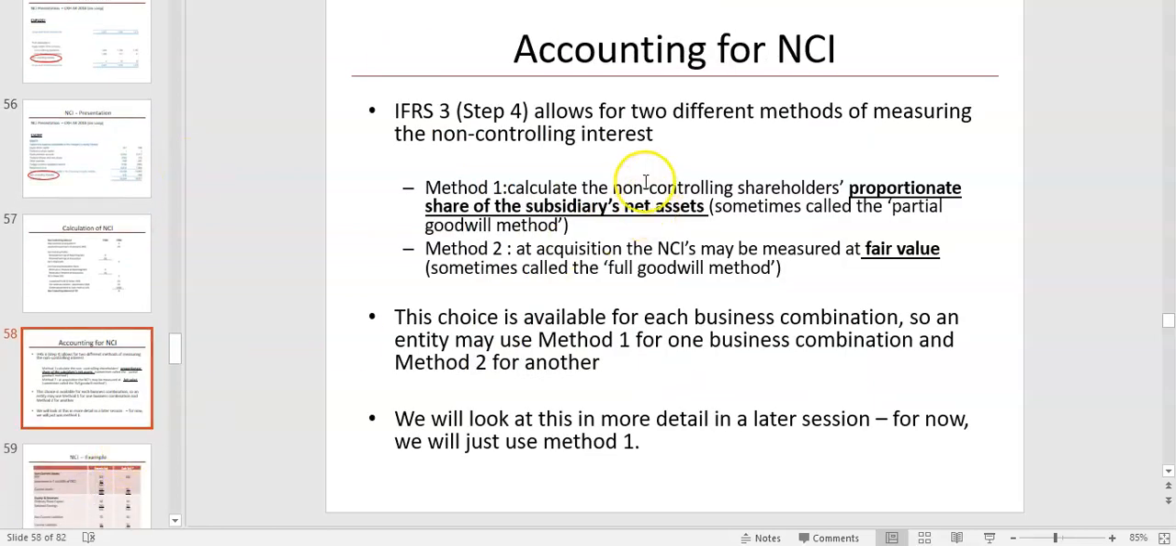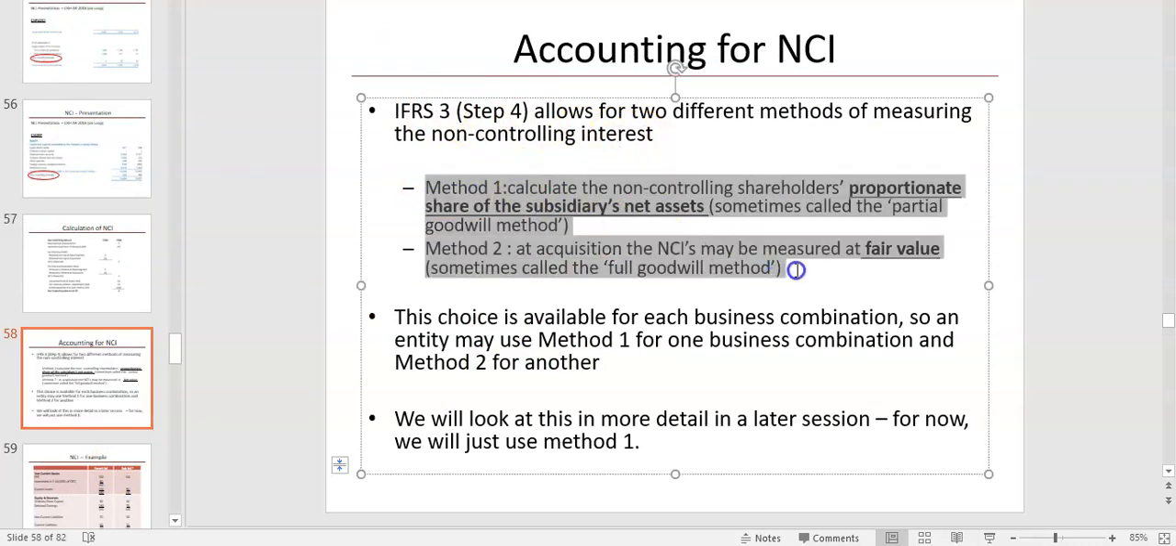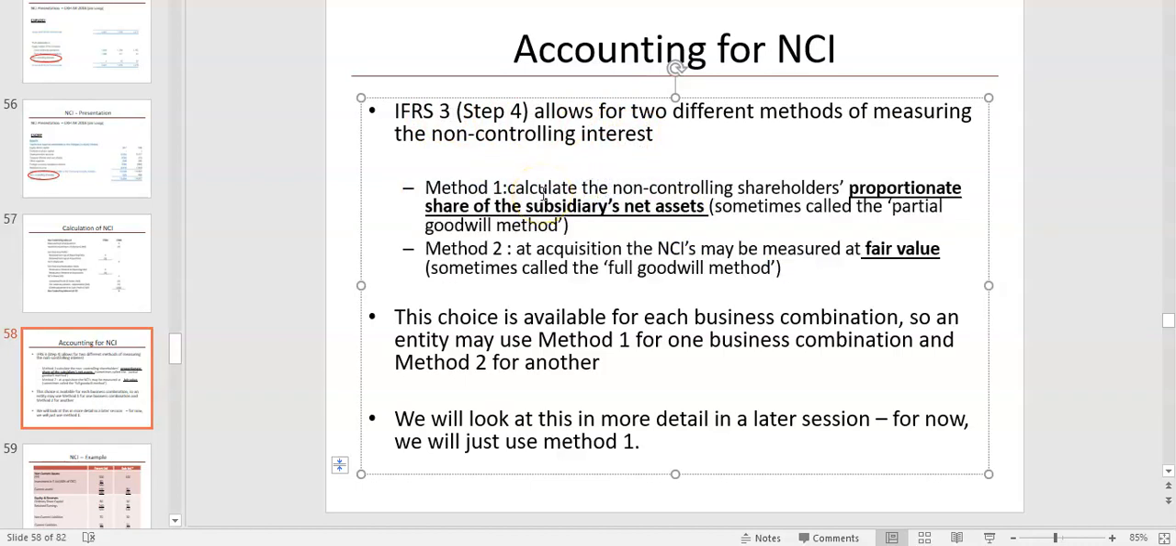So accounting for the NCI, we start off with valuing it at acquisition. There's two methods in IFRS 3. We're going to focus on method 1 for now, which is its share of net assets. So you value the net assets and you allocate the NCI its share. So if it owns 20%, you take 20% of net assets and you value the NCI at that method. There is another method, method 2, which is often called the full goodwill method, where you actually get a value. You value what the shareholding is. So what's the value of 20% of a subsidiary? And you use the fair value to account for it.